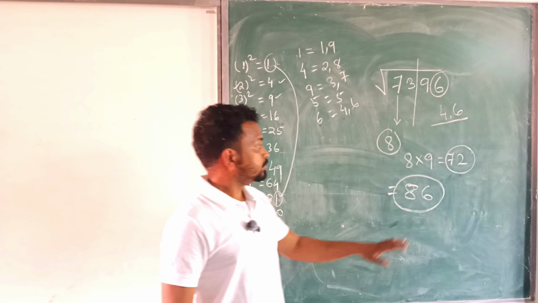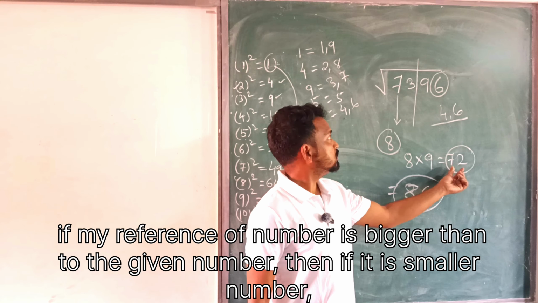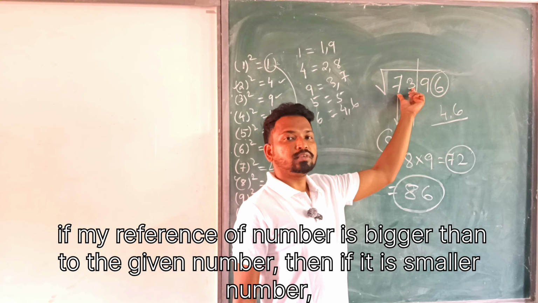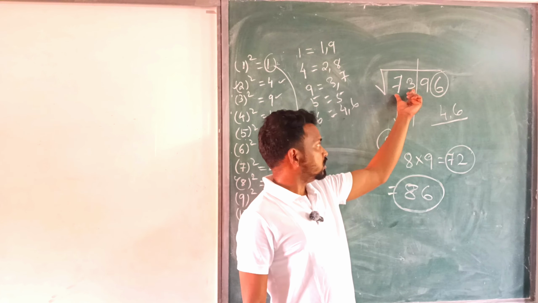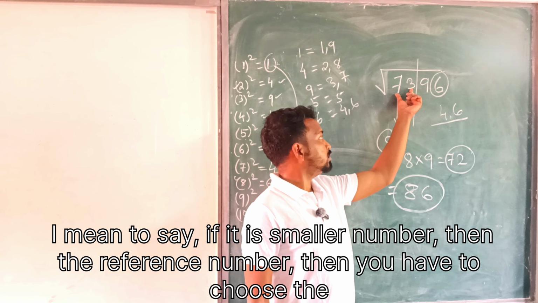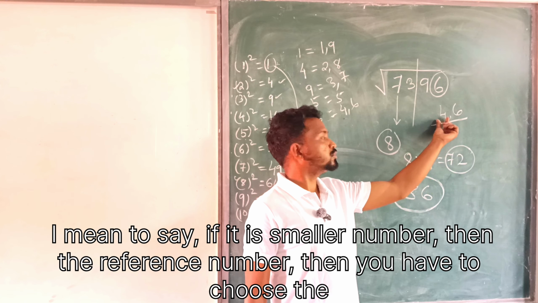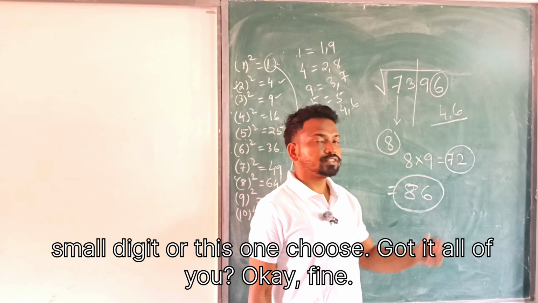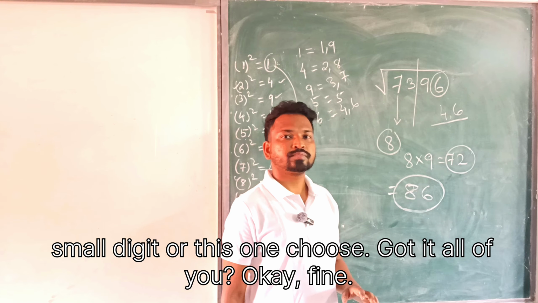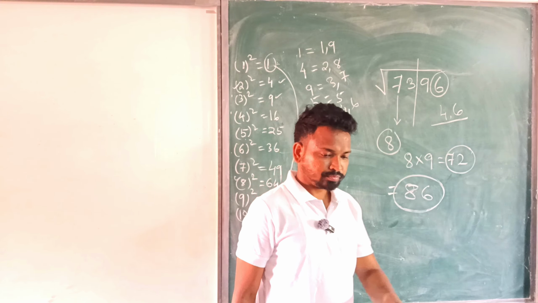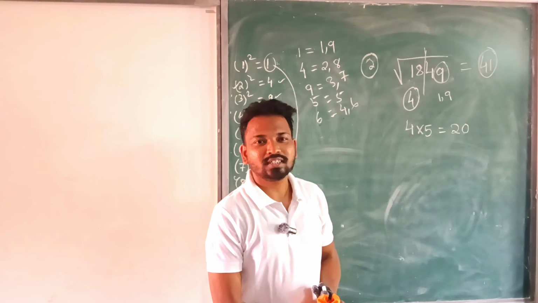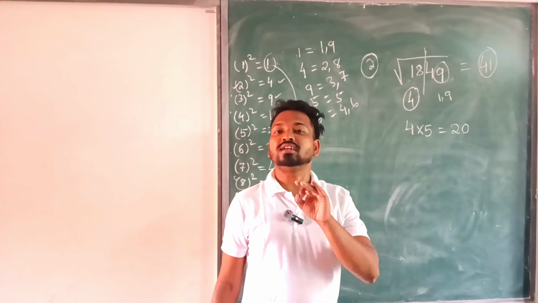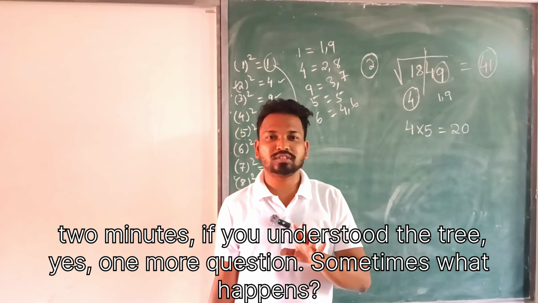If my reference number is bigger than the given number, I mean to say, if the given number is smaller than the reference number, then you have to choose the small digit. Got it, all of you? Okay, fine. I hope all of you understood it. Students, this is actually not even taking 2 minutes if you understood the trick.